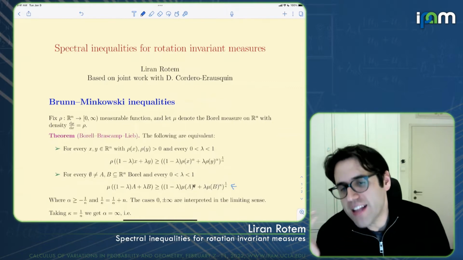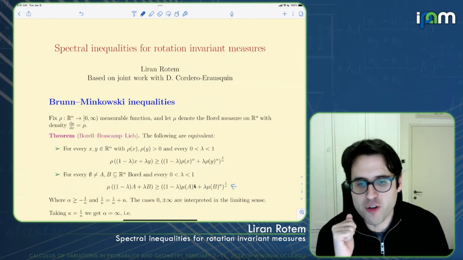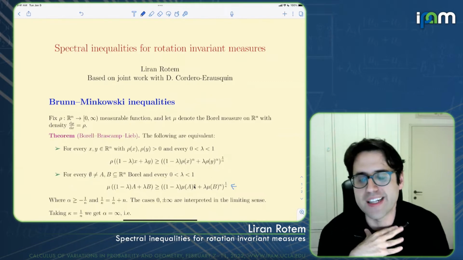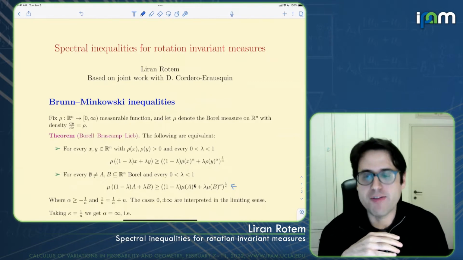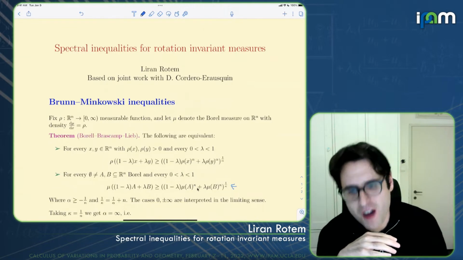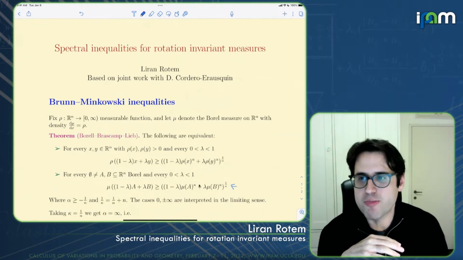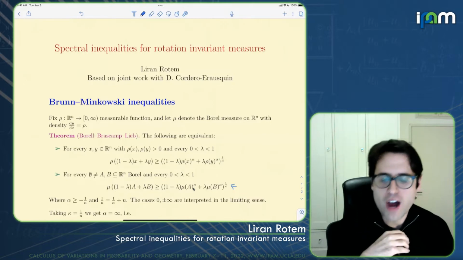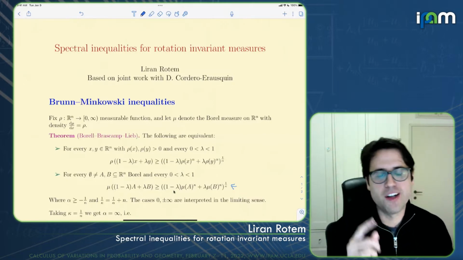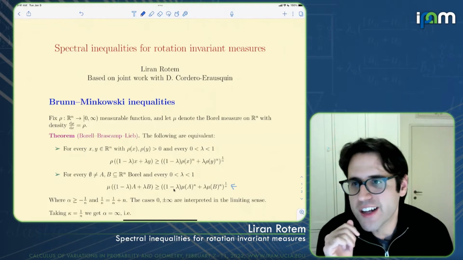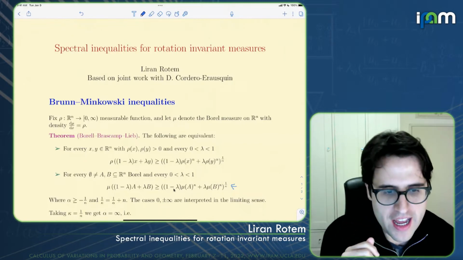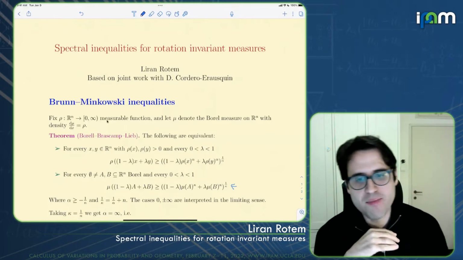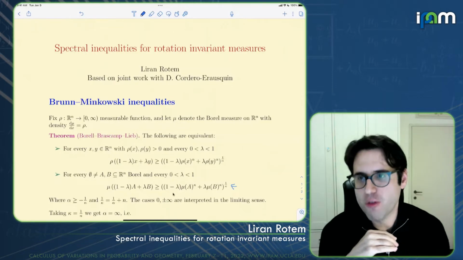And the average, you can take any kind of average you want, right? Kappa equal 1 is arithmetic mean, kappa equal -1 is harmonic mean, kappa equal 0, I interpret in the limiting sense, could be geometric mean, and so on and so on. So as kappa becomes bigger, those inequalities become stronger, of course. And I want to know when does the measure mu satisfy this kind of an inequality.